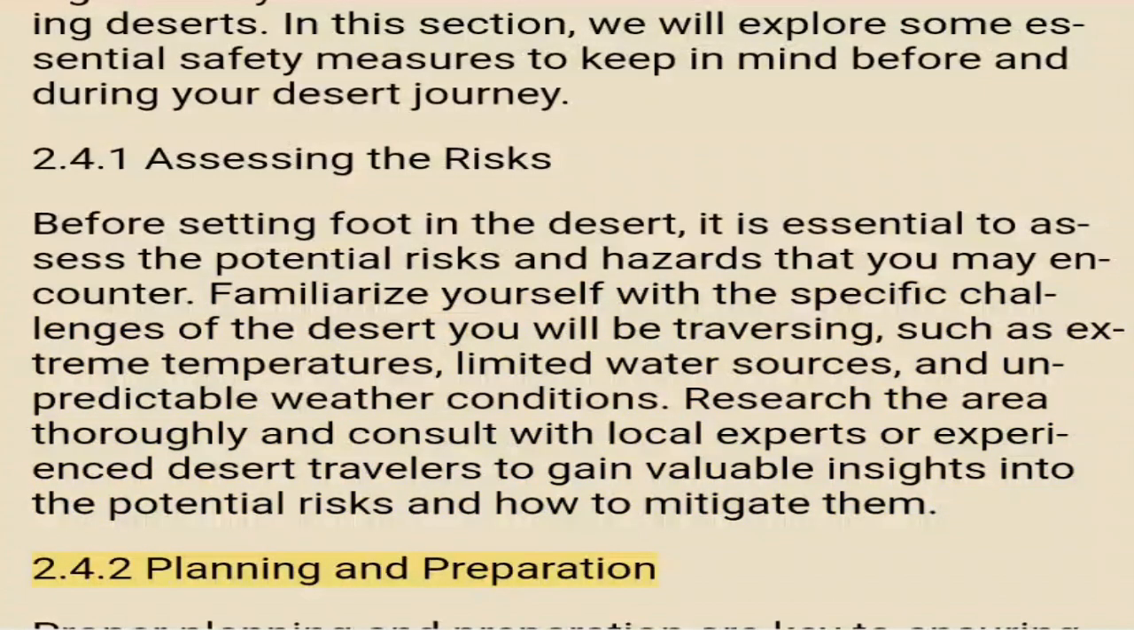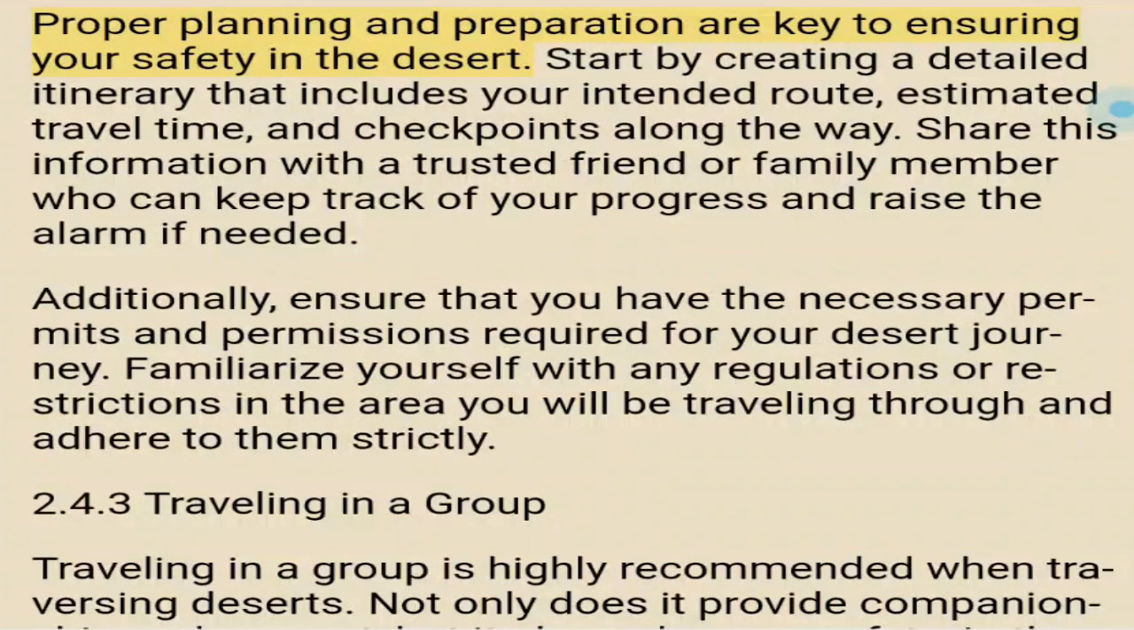2.4.2 Planning and Preparation. Proper planning and preparation are key to ensuring your safety in the desert. Start by creating a detailed itinerary that includes your intended route, estimated travel time, and checkpoints along the way. Share this information with a trusted friend or family member who can keep track of your progress and raise the alarm if needed. Additionally, ensure that you have the necessary permits and permissions required for your desert journey. Familiarize yourself with any regulations or restrictions in the area you will be traveling through and adhere to them strictly.